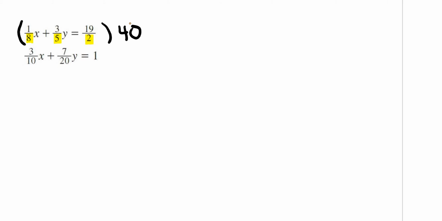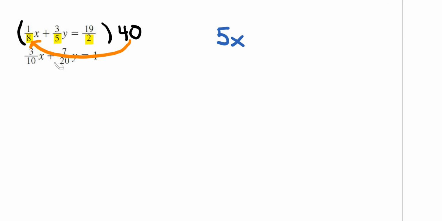All right, so let's take a look at this. What is 40 divided by 8? Well, 40 divided by 8 is 5. And 5 times the numerator of 1 here is going to be 5, right? So once again, it's 40 divided by 8, which is 5. And then 5 times the numerator, which is 1. 5 times 1 is 5. So I get a 5x.